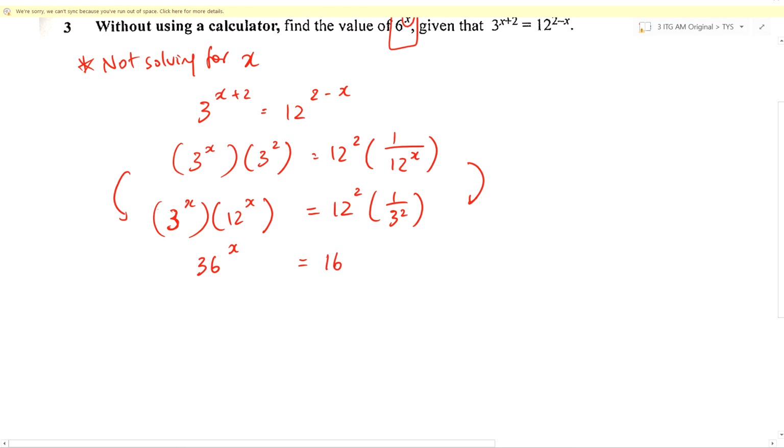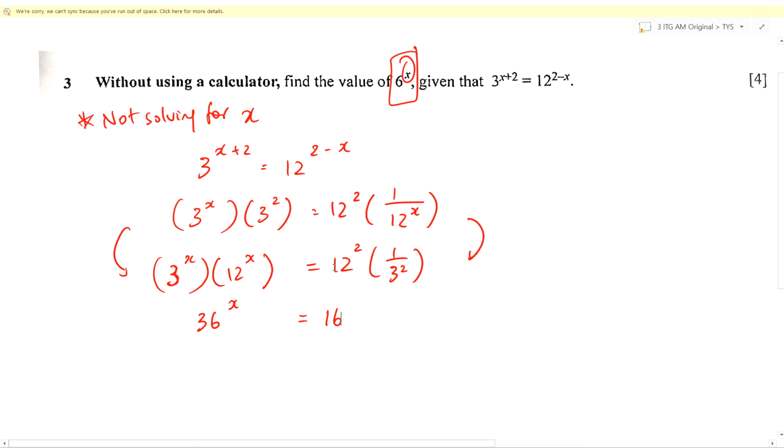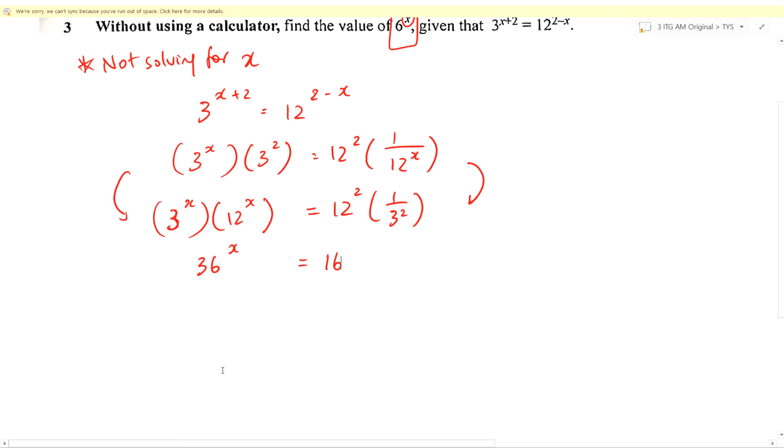So now we are getting closer and closer to what was required, which is 6 power x. However, instead of 6 power x, I have 36 power x. And you have to recognize that 36 is a perfect square. It is actually 6 square. So another way of writing 36 will be 6 square, and all this power x equals 16. Okay, this is just an arrow to tell you that we are dividing by 3 square on both sides. We are multiplying by 12 power x on both sides.